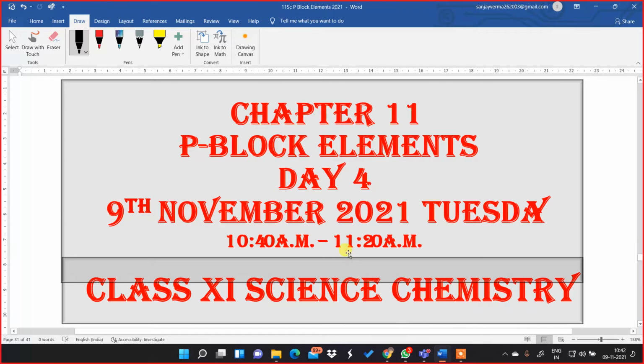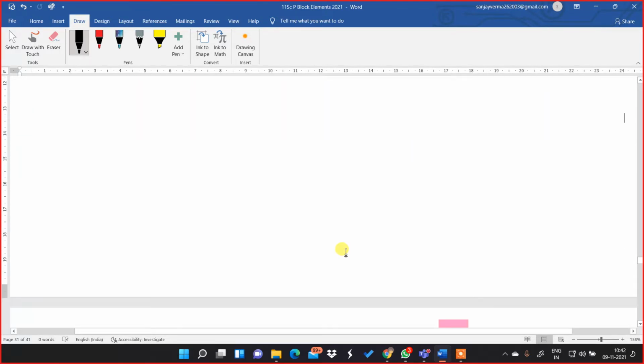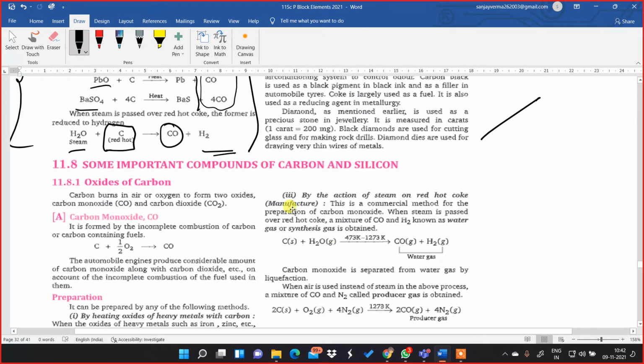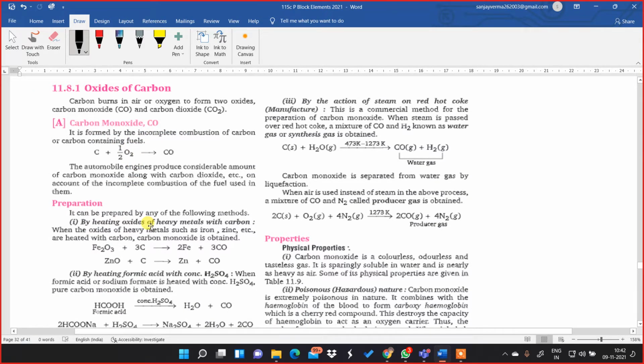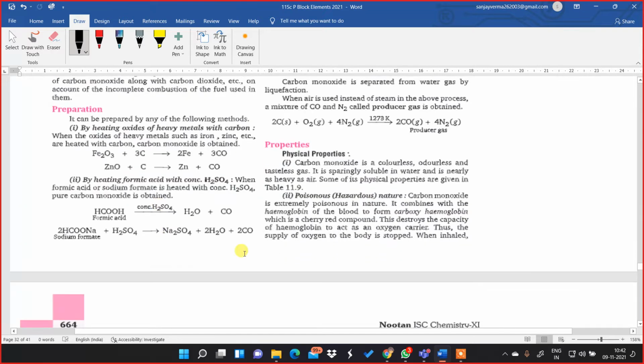Now, today I'm supposed to discuss with you all some important compounds of carbon and silicon. The first thing in your syllabus is preparation and properties of carbon monoxide: incomplete combustion of carbon, hazards of carbon monoxide, and reducing nature of carbon monoxide. Only this much is required. The preparation necessary for you all is by incomplete combustion of carbon. Only that step is required.